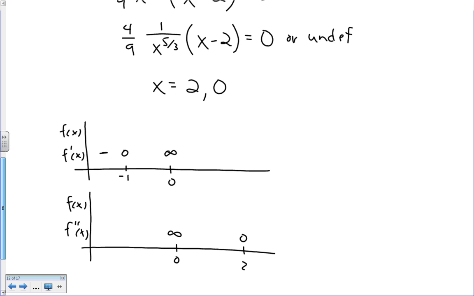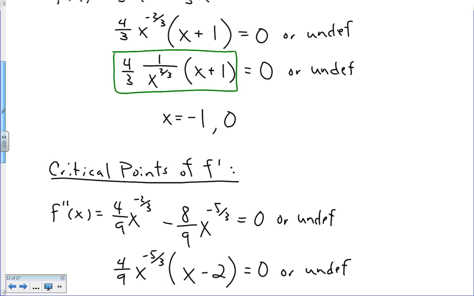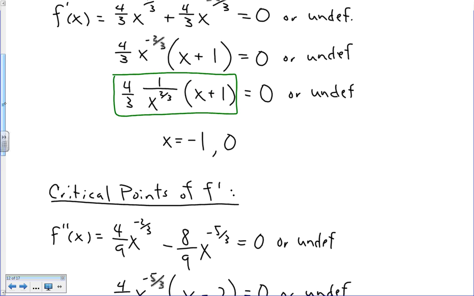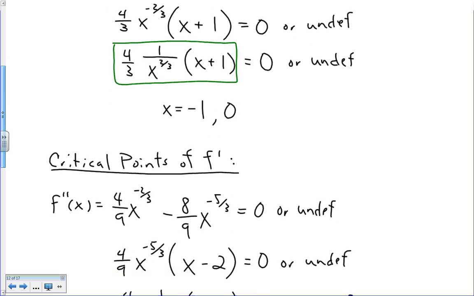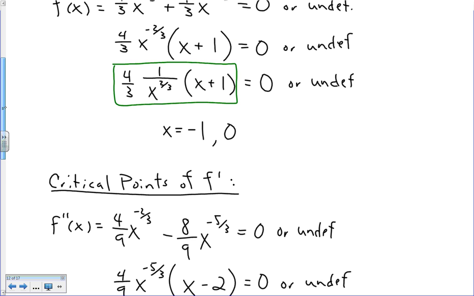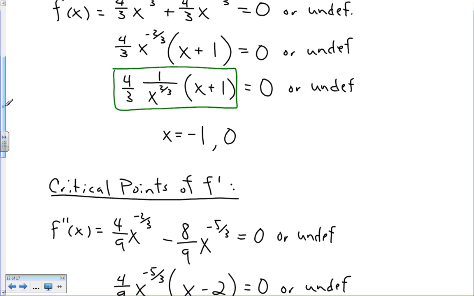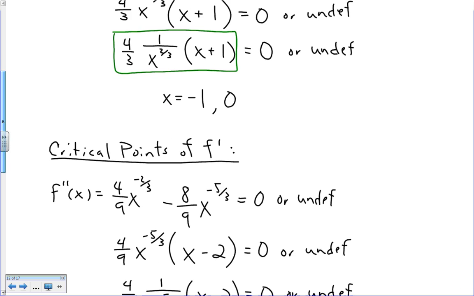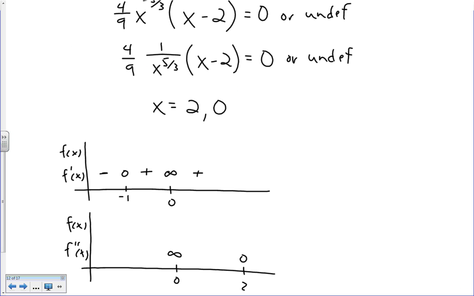Now pick a number between -1 and 0. So between -1 and 0, the 4/3 is positive. The same argument would tell me that 1 over x to the 2/3 is going to be positive. So it really comes down to this last factor here, x plus 1. If I plug in a -1/2 and add 1 to it, that becomes positive. So I have a positive times a positive times a positive. This is positive. And now look what happens after 0. Let's plug a value like 1 in. 4/3 is positive. 1 over x to the 2/3 is always positive. 1 plus 1, that's positive. So we end up with a positive times a positive times a positive.